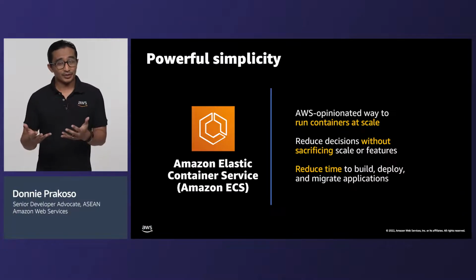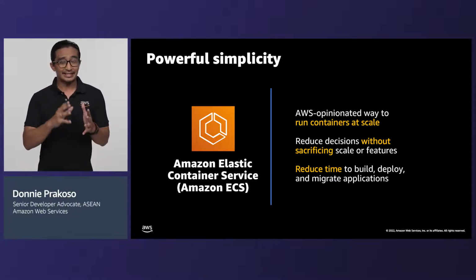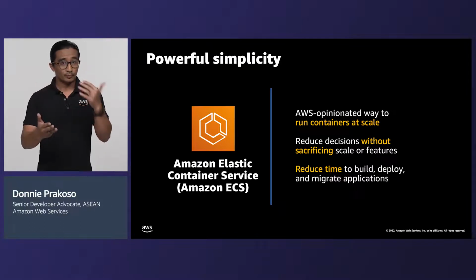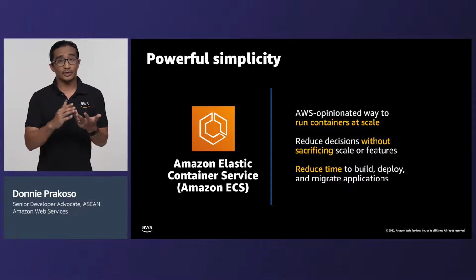The essential service to run containers on AWS is Amazon Elastic Container Service, or Amazon ECS. And what Amazon ECS really excels at is the simplicity it provides. With Amazon ECS, it reduces the time it takes for you to build, deploy, or even migrate your containerized application. And it also comes with AWS's opinionated solution for running containers at scale. And this also translates to various best practices of running containers already baked inside the service.